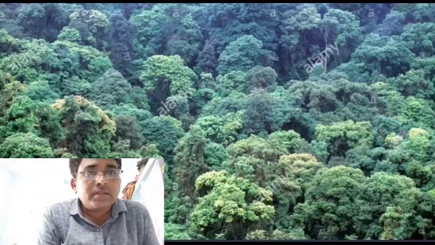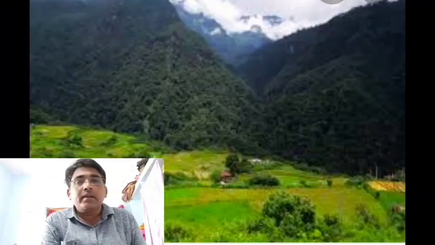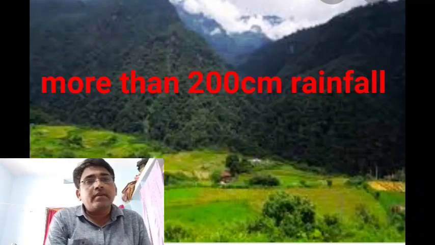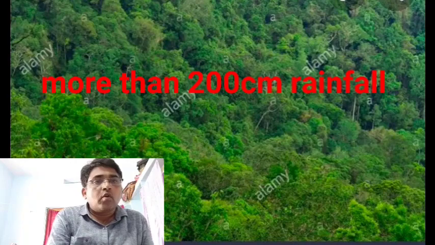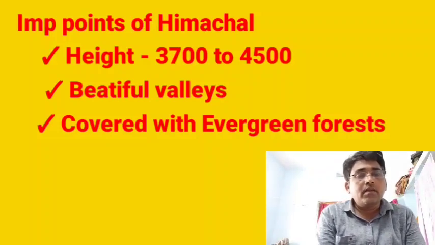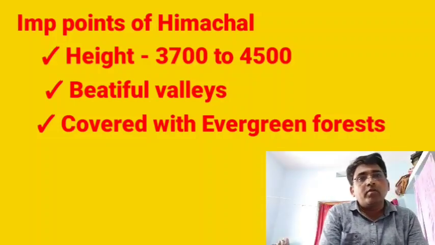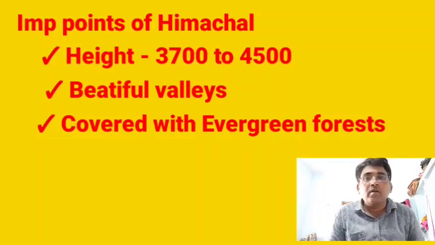Where do evergreen forests grow? In areas which get more than 200 centimeters of rainfall in a year, evergreen forests grow. The important points of the Himachal ranges are: the height of these ranges is about 3,700 meters to 4,500 meters. These ranges have beautiful valleys and famous hill stations, and are covered by evergreen forests.